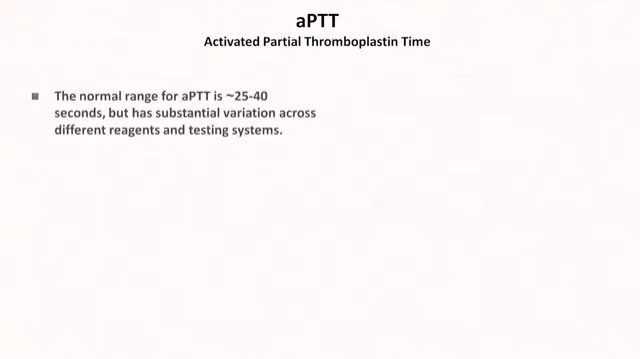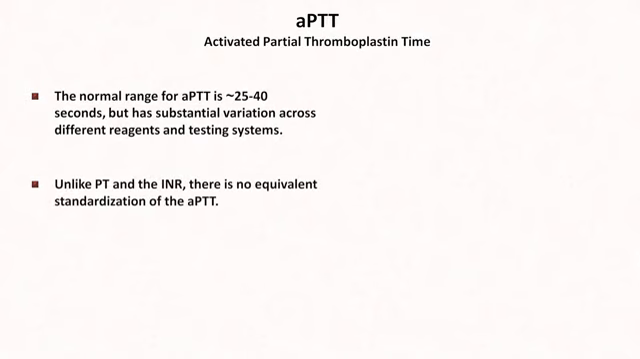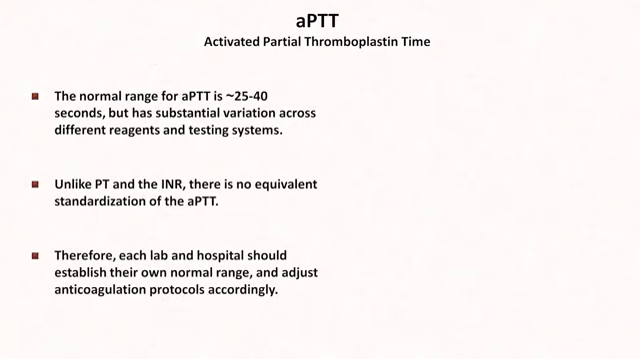The normal range for the PTT is about 25 to 40 seconds, but it has substantial variation across different reagents and testing systems. Unlike PT and the INR, there is no equivalent standardization of the PTT, and therefore each lab and hospital should establish their own normal range and adjust anticoagulation protocols accordingly.